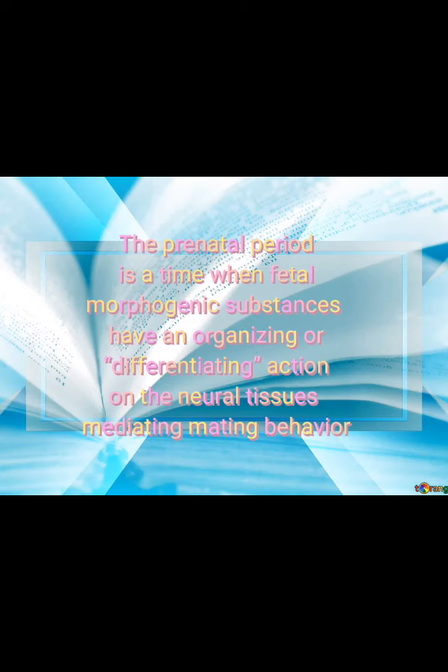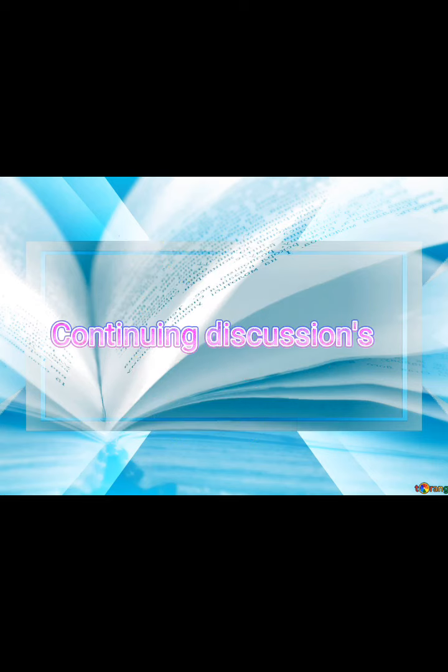Prenatal period. It is a time when fetal morphogenic substances have an organizing or differentiating action on the neural tissues mediating mating behavior. All the developmental theories which we lengthily discussed dwelt on the developmental process after birth, so none of them was concerned with what development went on before birth.